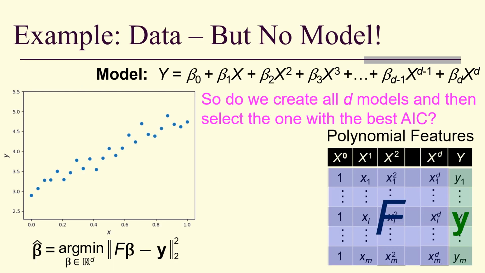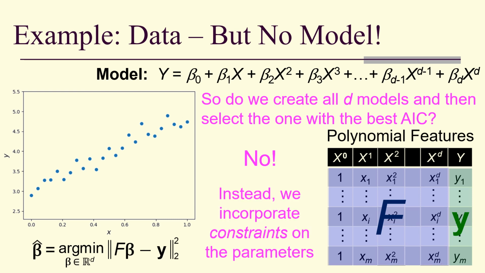So we have all this data but no model. Given this big, huge assumption of this massive polynomial, do we create all the D models and then select one with the best AIC? No, it's not a good approach. Why? Because this is maximum entropy with constraints. And we want to find the best model by constraining the parameters. And that is the next video.